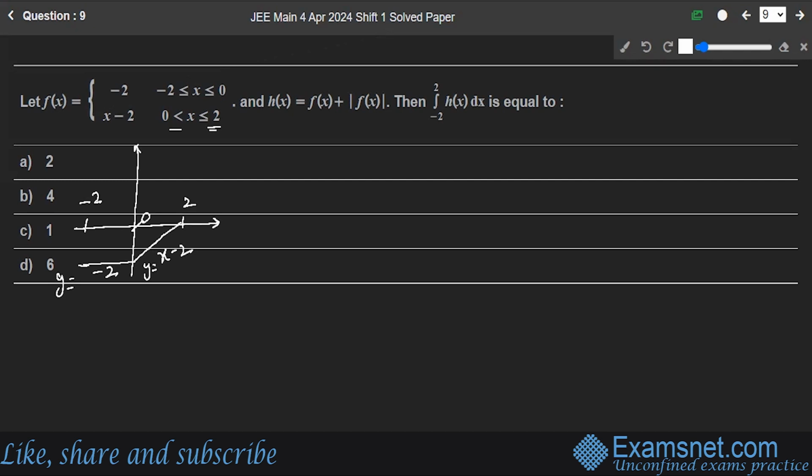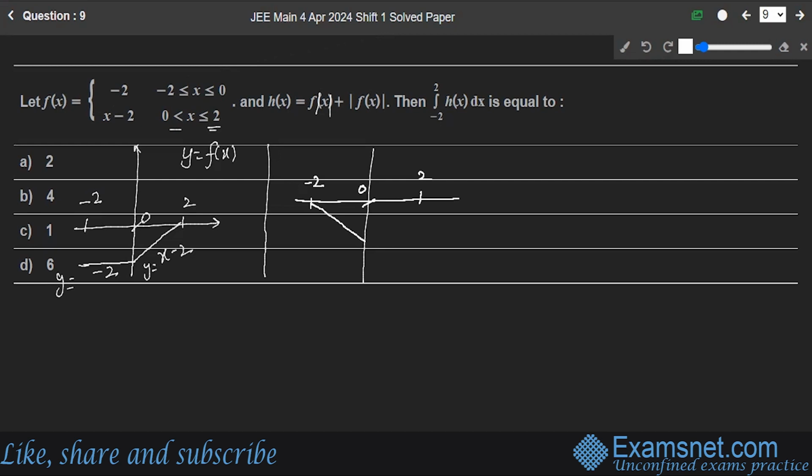Now let's try and plot the graph for f of mod x. This is the y = f(x) graph. Now let's plot the graph for y = f(|x|). In this case, x will go in the negative side. In that case, this is -2, this is 0, and this is 2. This will go like this.